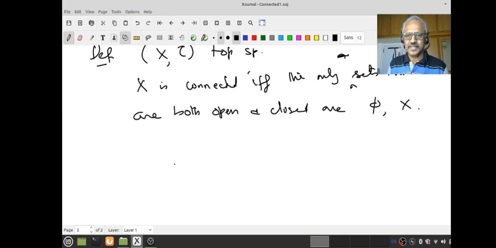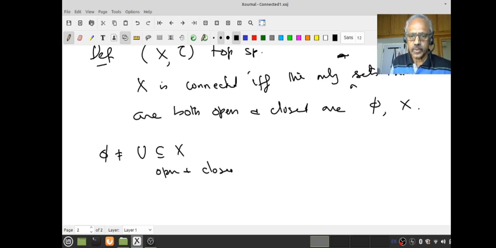Now let's try to understand it better. So what does it mean? Suppose I give a set U, a subset of X, and I say this is not empty, but it is open as well as closed. Suppose my space X is connected, and suppose I give a set which is both open and closed and non-empty. What can you conclude?